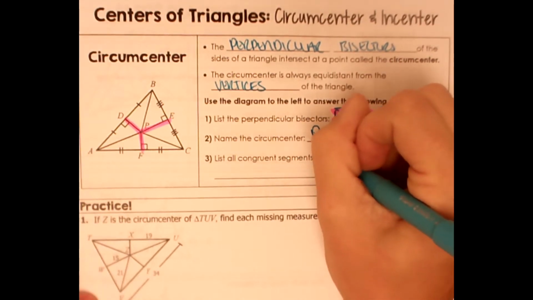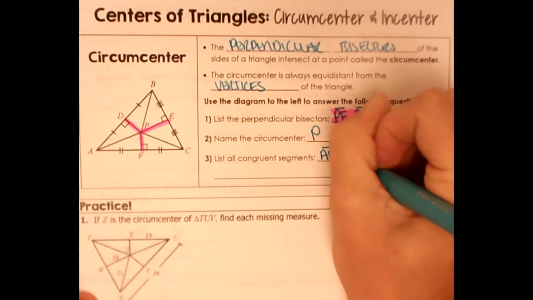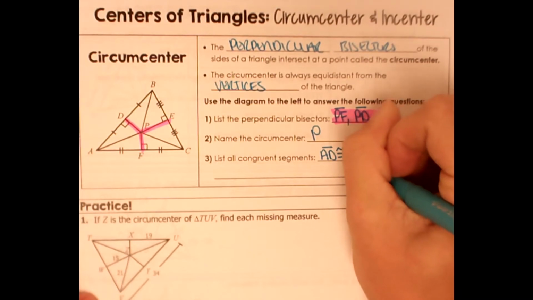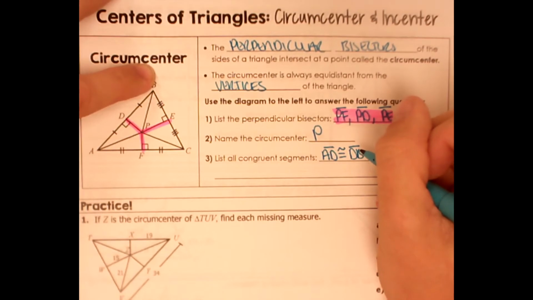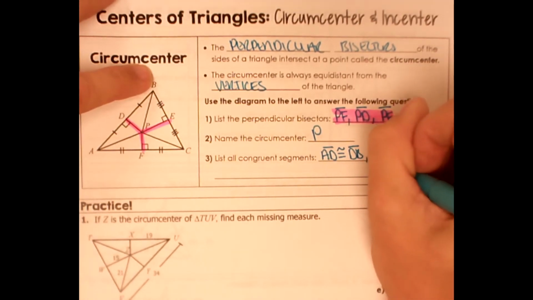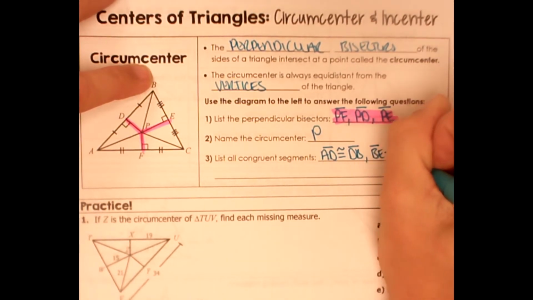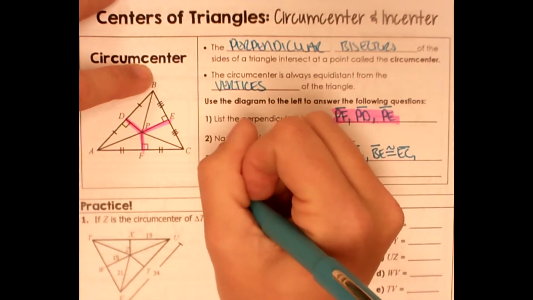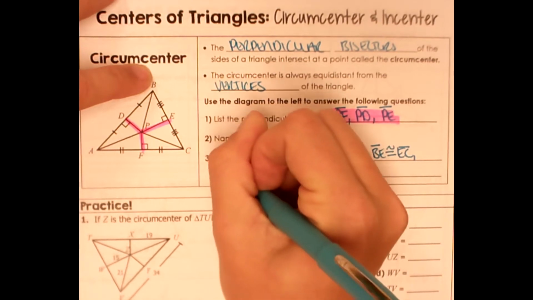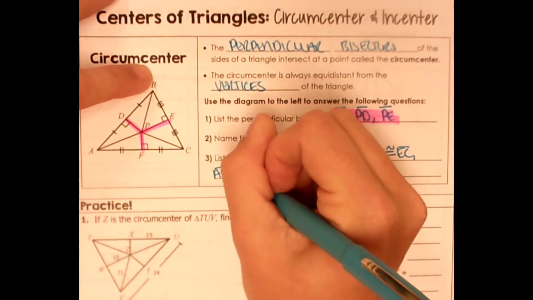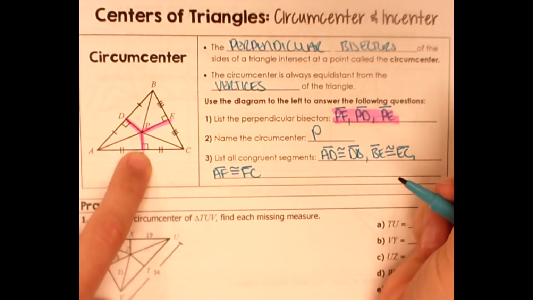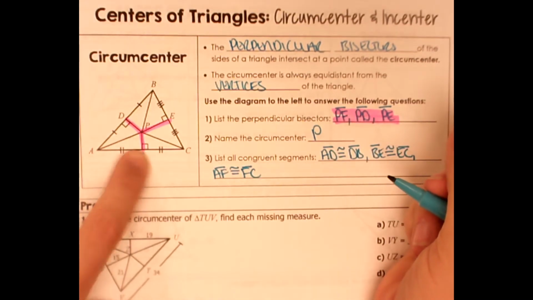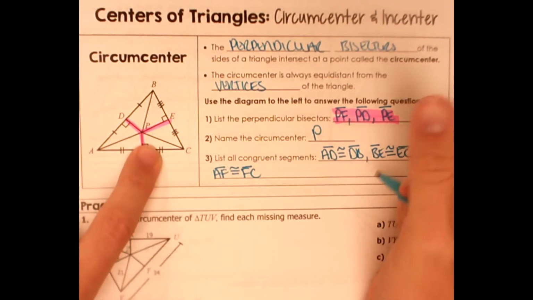So we have AD is congruent to DB. If you look, that's on your triangle. AD is congruent to DB. BE is congruent to EC. AF is congruent to FC. So each of our legs, remember your perpendicular bisector bisects at the midpoint. So that's what's making these parts congruent.